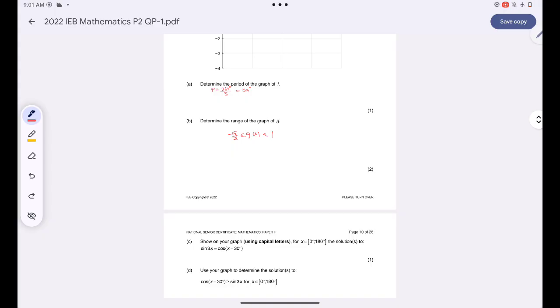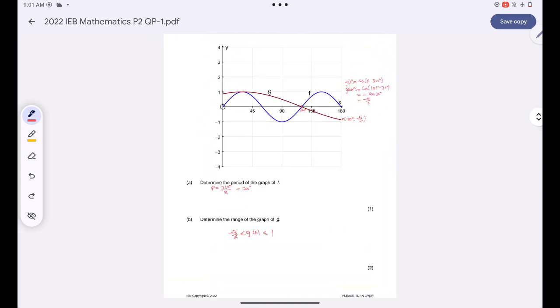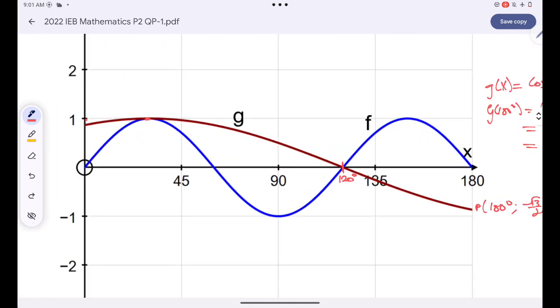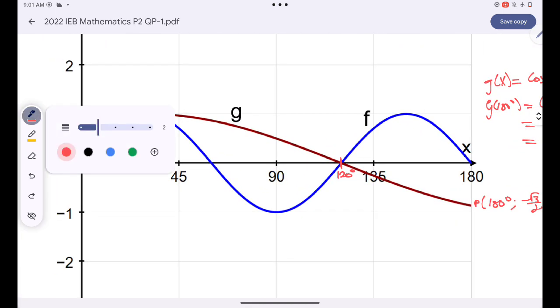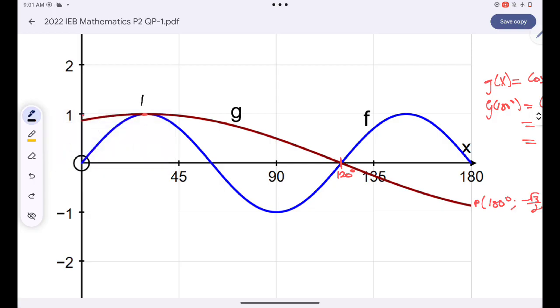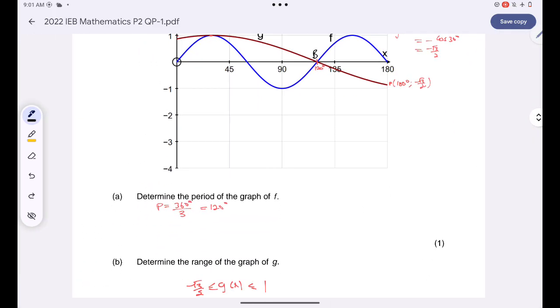Okay, I'm supposed to show on the graph using capital letters the values of x for the solution whereby f of x is equal to g of x. I'm supposed to indicate by just using capital letters. That will be point A and this will be point B, because that's where our two graphs intersect or touch one another.